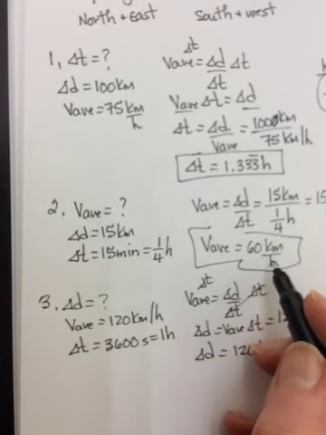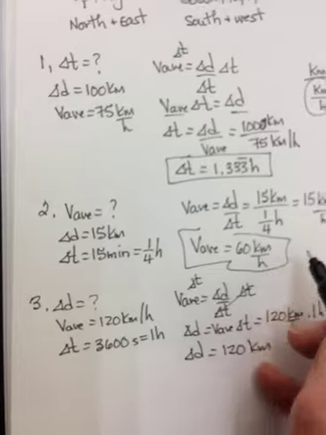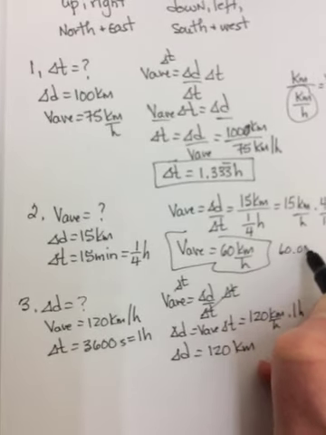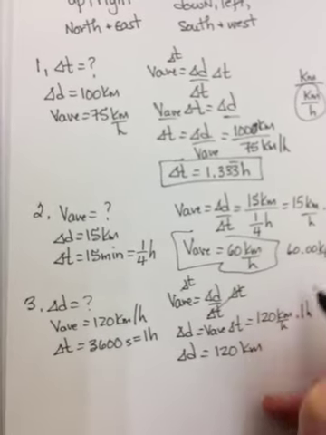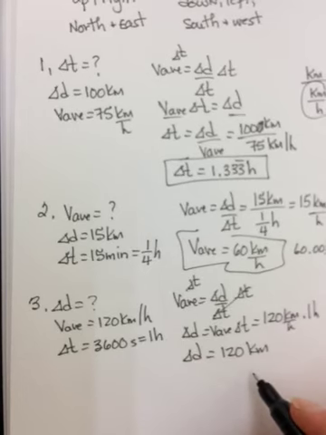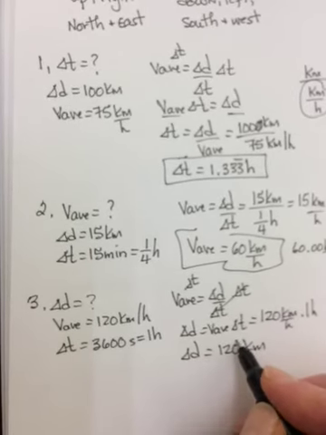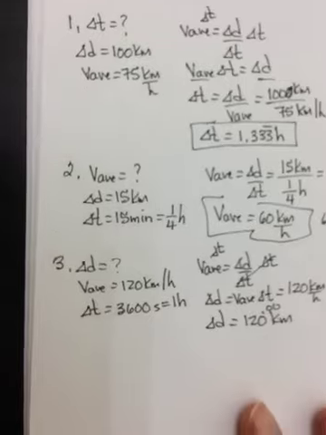I didn't do sig figs up here. The second one could have 4, so it really should be 60.00 kilometers per hour. And this one can have 5, so it should also have 2 zeros on it.